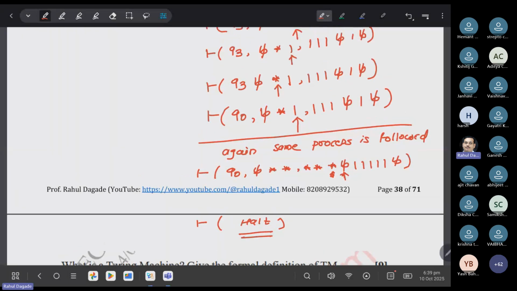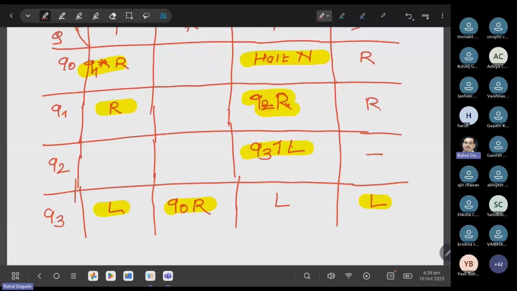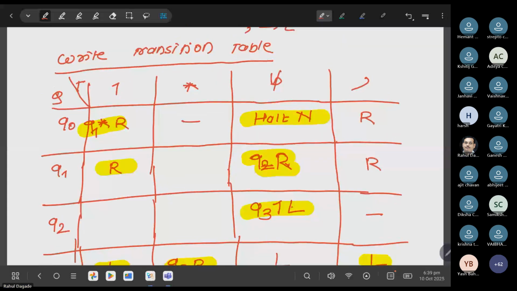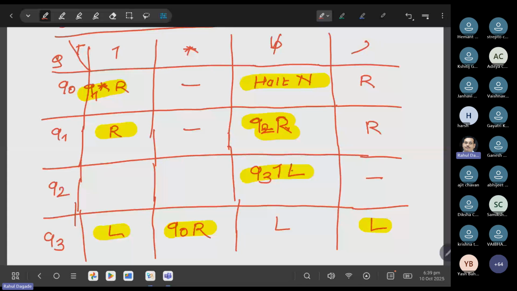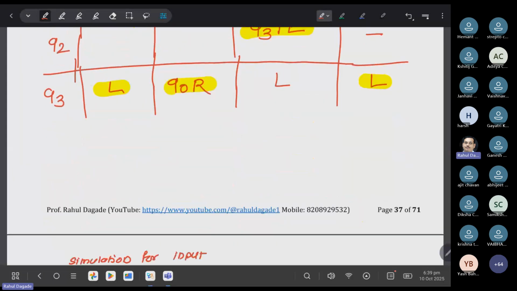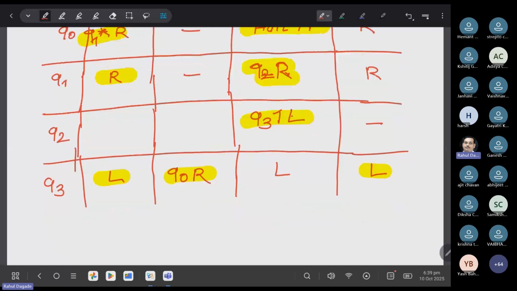So now can these states see star? So Q0 state doesn't see star, therefore dash. Q1 state doesn't see star, therefore dash. Q2 state doesn't see 1, therefore, yeah, Q2 state may see the 1, no, Q1 state is going to R. Okay, Q2 state will not see 1, dash. Q2 state also will not see star, dash. So this is the transition table.